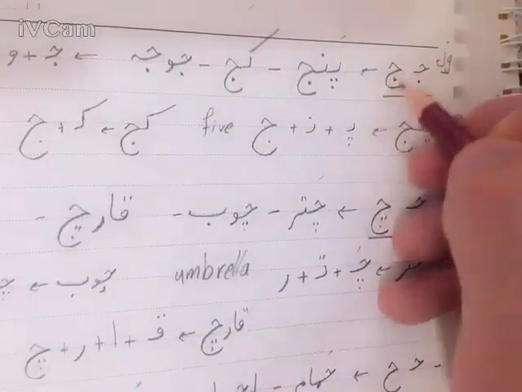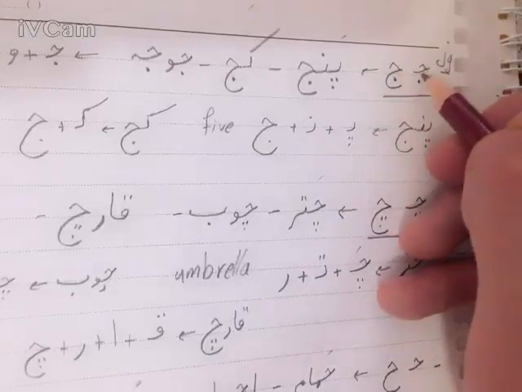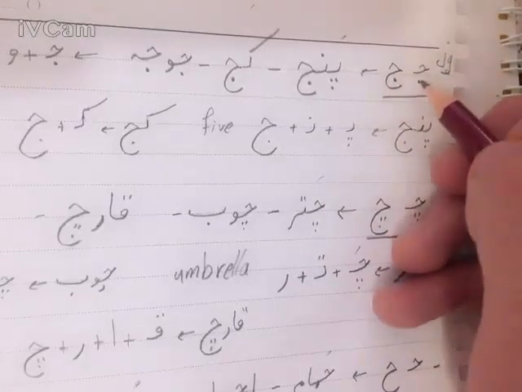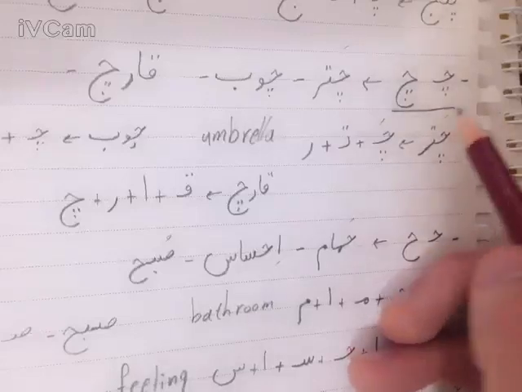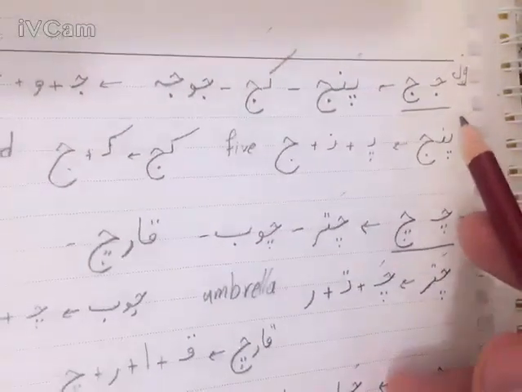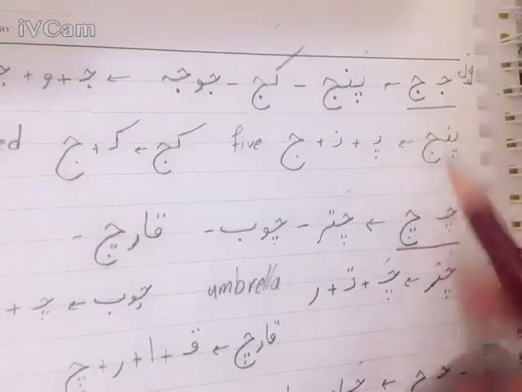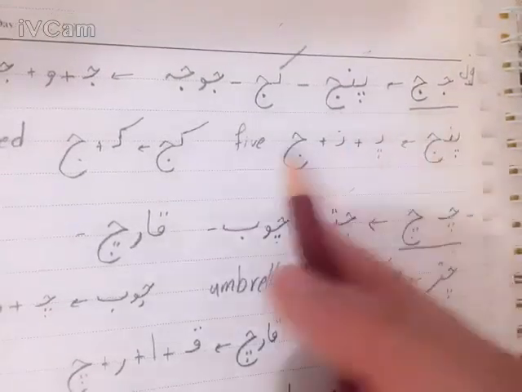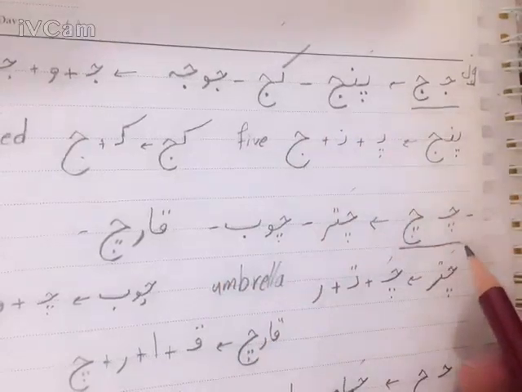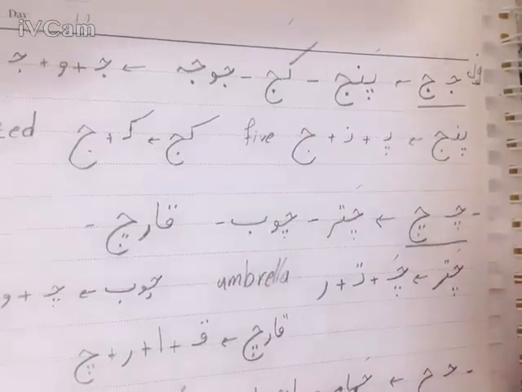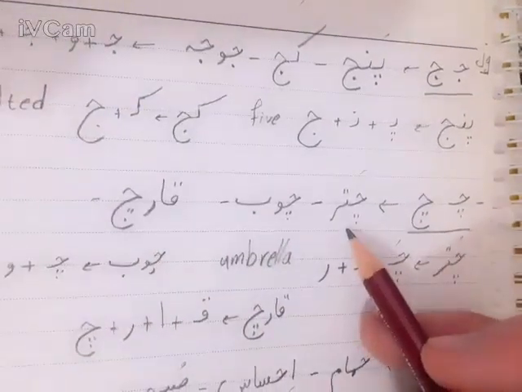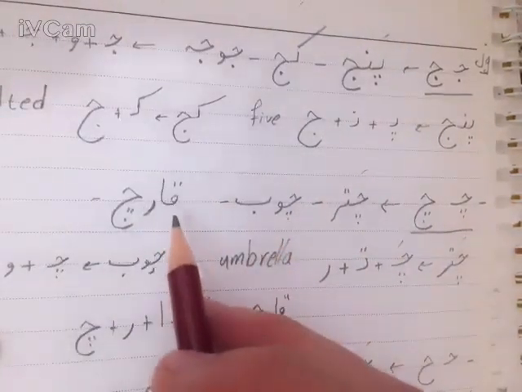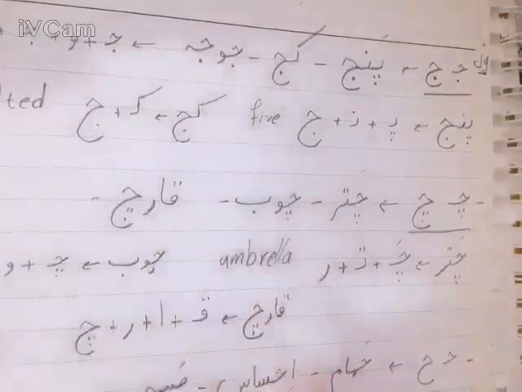And if it comes at the end, it would look like this. Either in the middle or at the beginning, it would be like this one. And its other sibling is che. It has two more dots compared to this. I hope I was recording when I was explaining it. That would be che, three dots. Like chatr, which is umbrella, chup, which is wood, and qarch, mushroom.